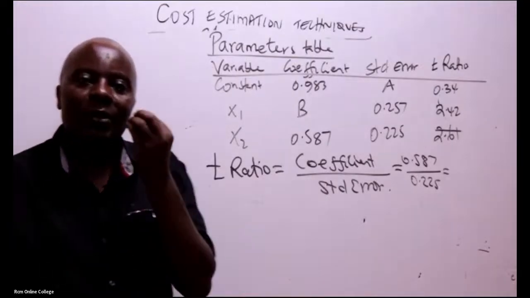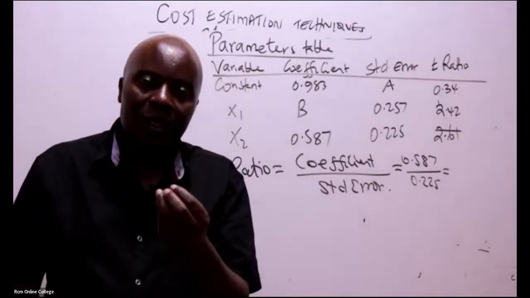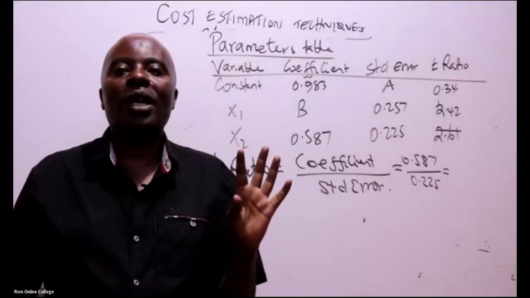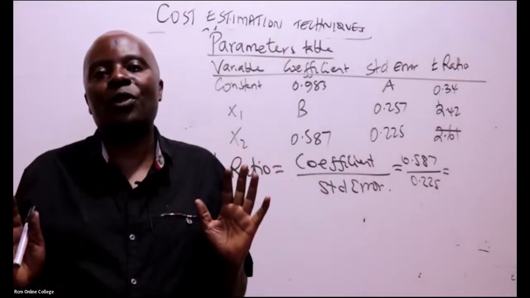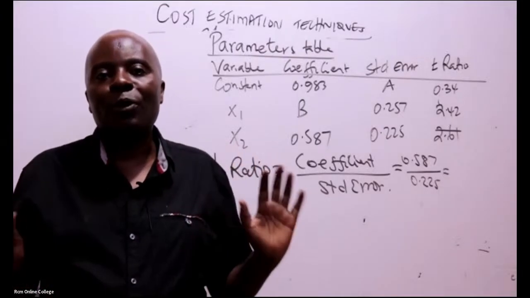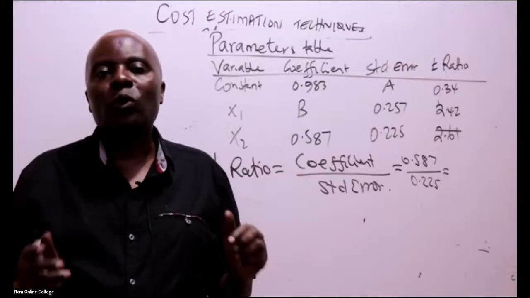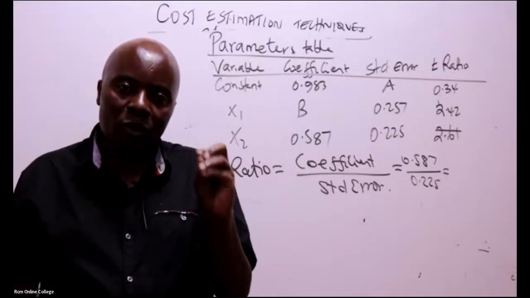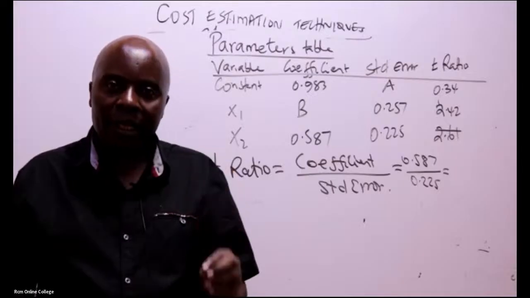So then what I'm coming to sell to you here this evening, ladies and gentlemen, is a simple formula. And this is the bedrock of this multiple variable regression. To get the T ratio, you shall always take the coefficient divided by the standard error.